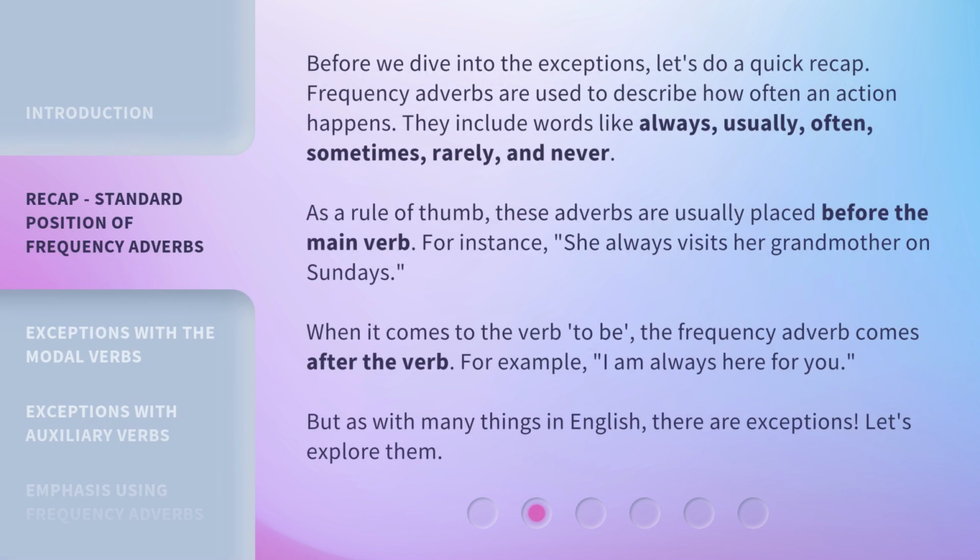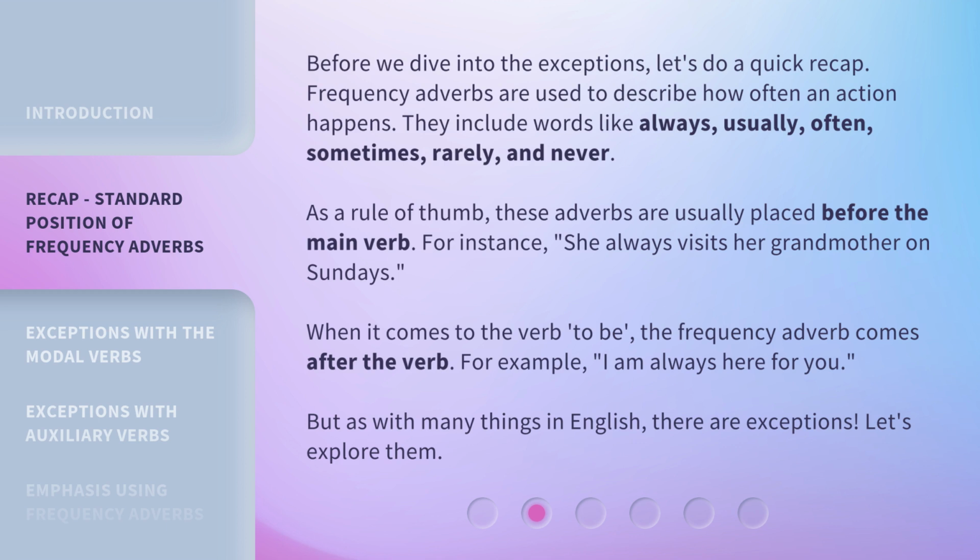Before we dive into the exceptions, let's do a quick recap. Frequency adverbs are used to describe how often an action happens. They include words like always, usually, often, sometimes, rarely, and never. As a rule of thumb, these adverbs are usually placed before the main verb. For instance, she always visits her grandmother on Sundays.